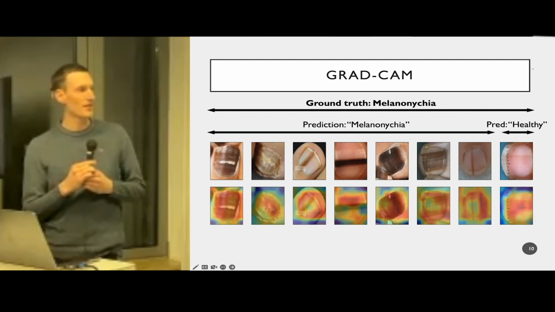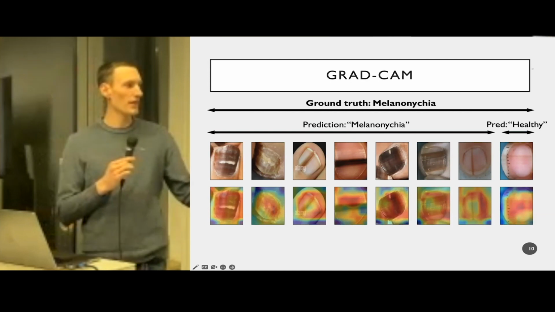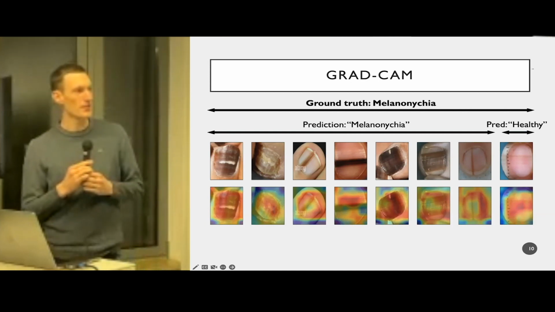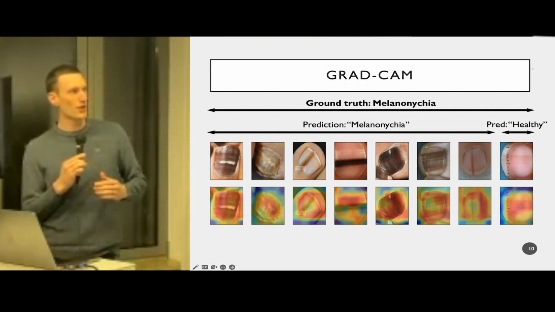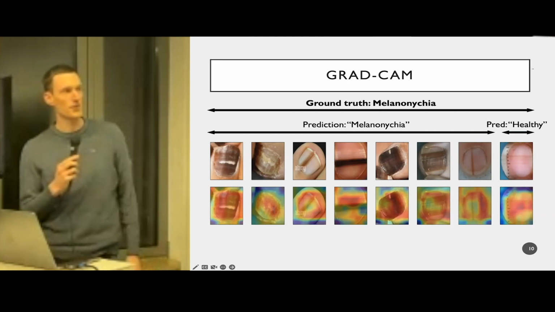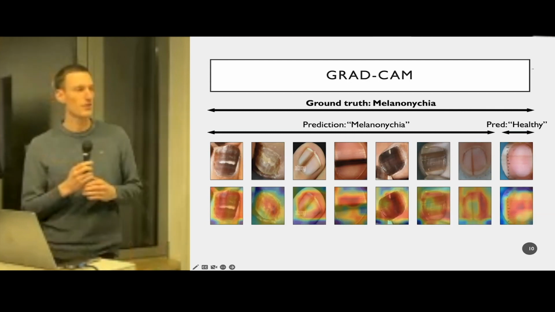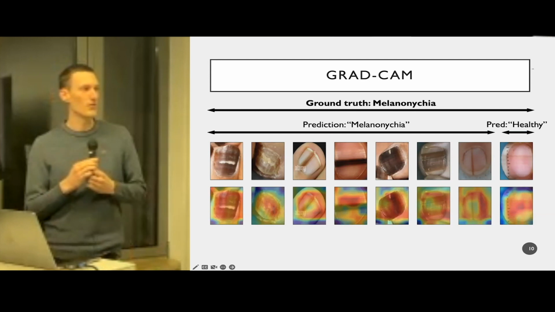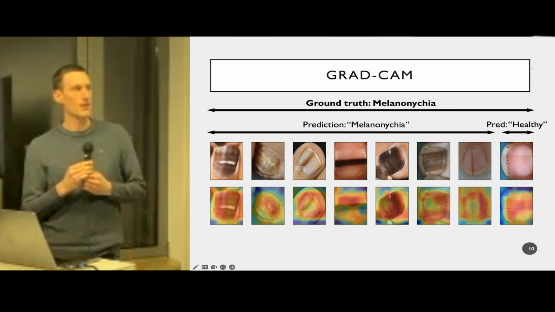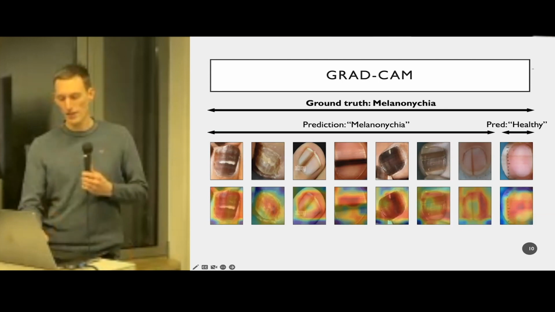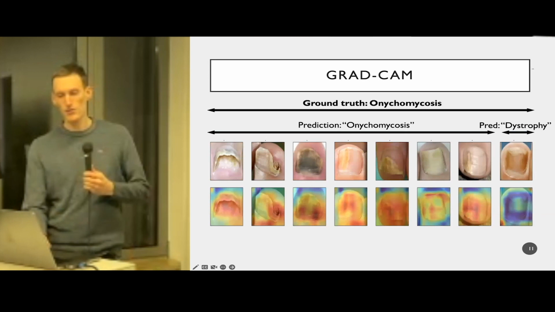And you see that the model is focusing on the nail in these images. But it's not particularly focusing on this dark stripe, which is characteristic for this type of disease. But still, the whole nail seems to be focused. And if it's making a wrong prediction on the right, it's still focusing on the nail. This is also true for this other type of disease, onychomycosis.